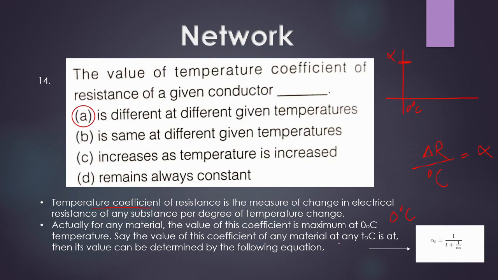If this is 0 degrees Celsius, the value of this coefficient of any material at T degrees Celsius, alpha T, can be determined by the equation alpha T equals 1 by (T plus 1 by alpha naught). So the important point is alpha varies with respect to temperature. Alpha value is different at different temperatures, so the option will be A. It is an important question. Remember alpha is not constant with respect to temperature, and its value is maximum at 0 degrees Celsius. Here it is written the value of this coefficient is maximum at 0 degree centigrade.